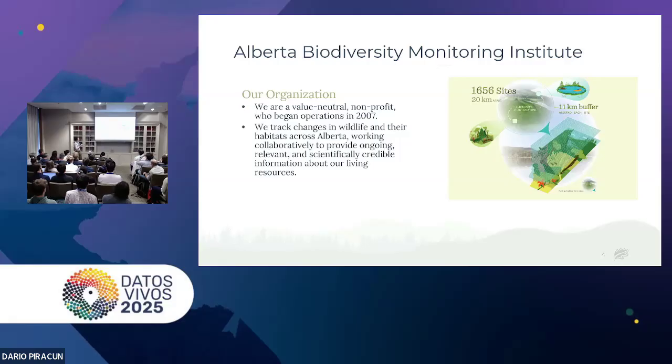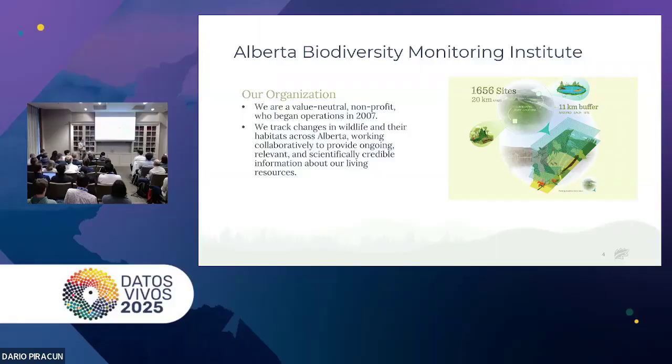So our organization, the Alberta Biodiversity Monitoring Institute, we're a value-neutral nonprofit who began operations in Alberta, Canada in 2007. And again, we are operating in this sub-regional space. And so we've been trying to track changes in wildlife and habitats across Alberta. We provide scientifically credible information about our living resources. So we are very privileged in Alberta.